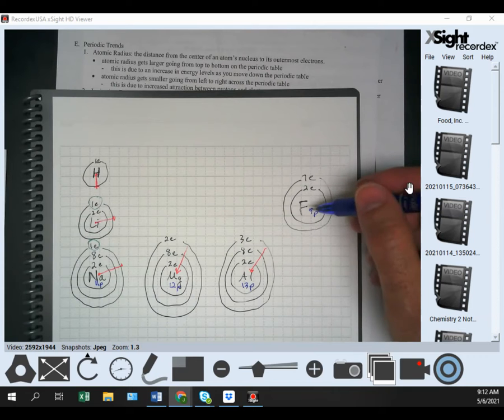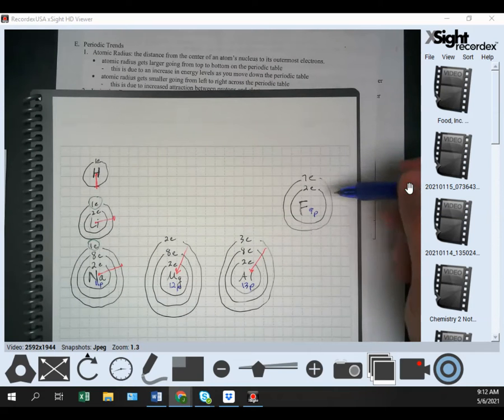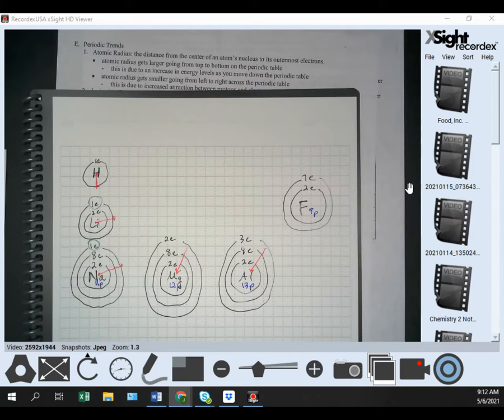So the ionization energy, or the amount of energy that would be required to take away an electron, would be really high for fluorine, because it doesn't want to give it up, so it's holding on to them really tightly. Okay, make sense? Questions on that?